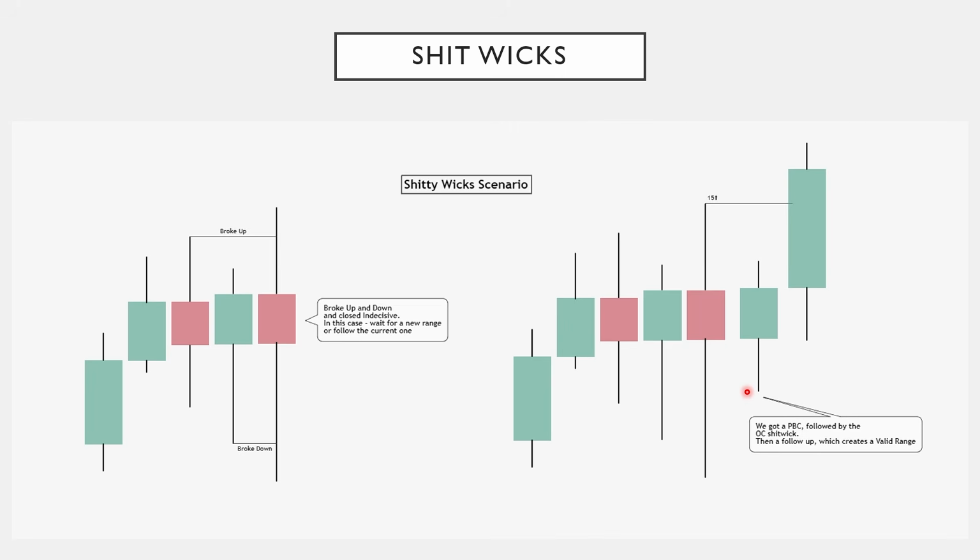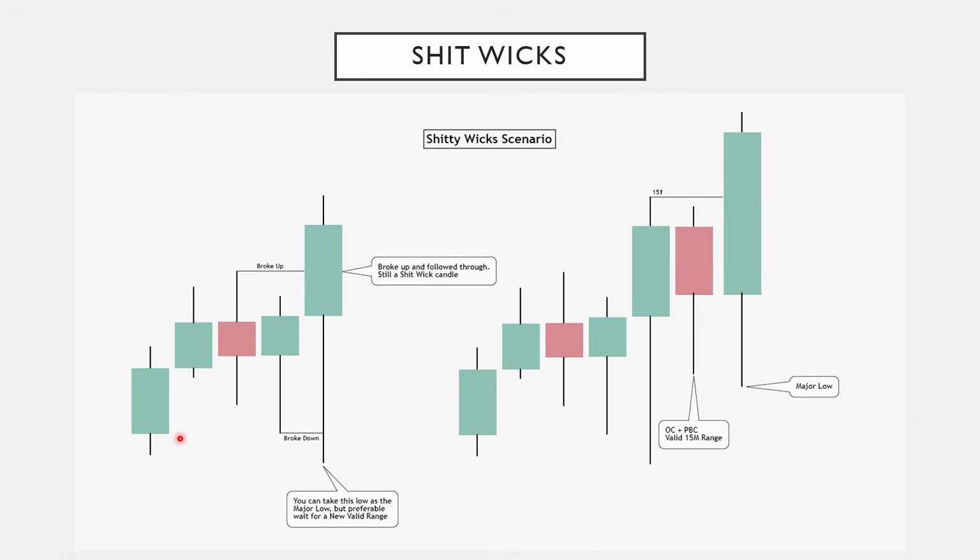We just keep following the rules. Okay, so when you get that shit wick, always wait a little bit. So if I show you another example of how it can play out: push, push, opposite candle, but not a pullback candle, then there is the pullback candle, and then the market breaks the low, but at the same time breaks the high.